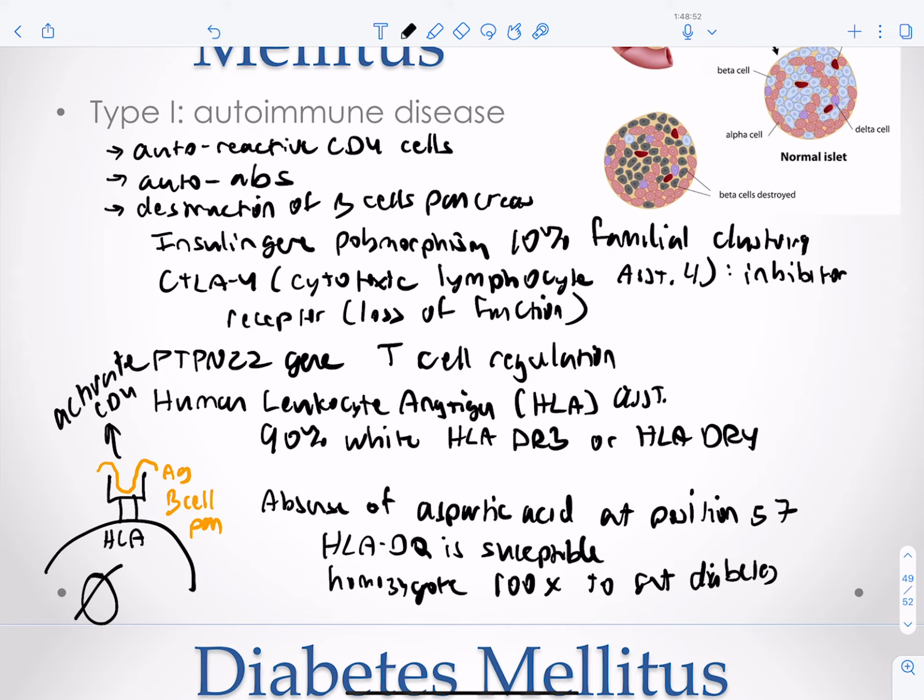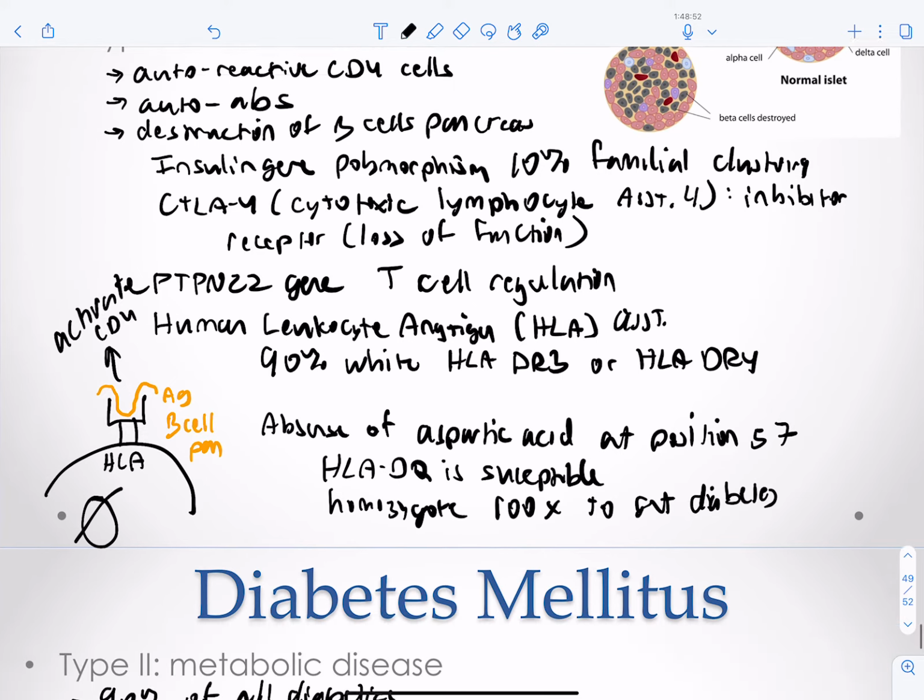HLA molecules anchor antigens based on differences within their grooves, within their pockets. And so by losing the aspartic acid, you're allowing this particular HLA to bind to the beta cell protein. And most people that have that aspartic acid, you would not allow the HLA to bind to that beta cell protein. So it would never present it to the CD4 T cell, and the CD4 T cell would never get activated.